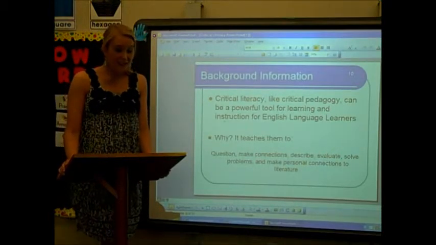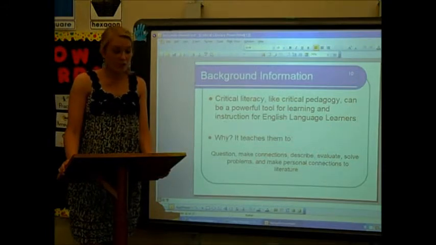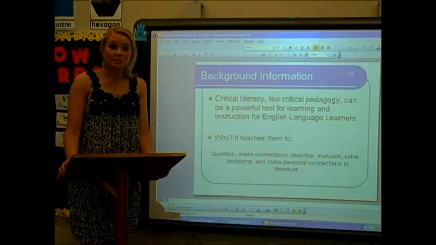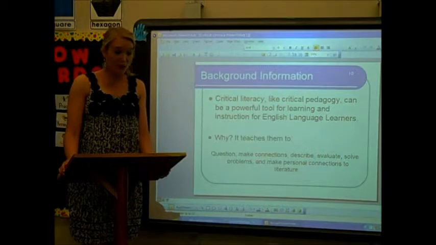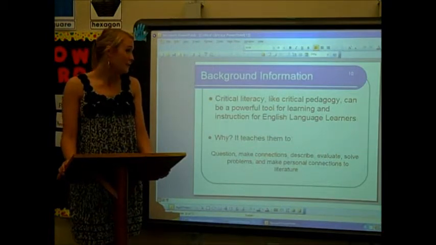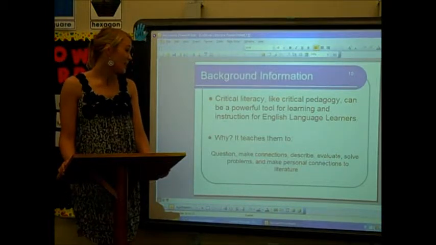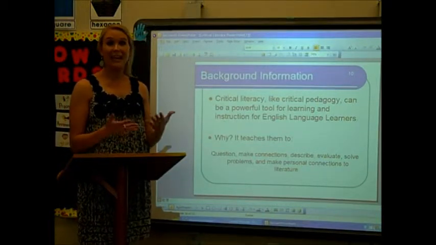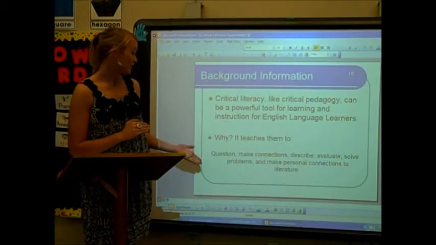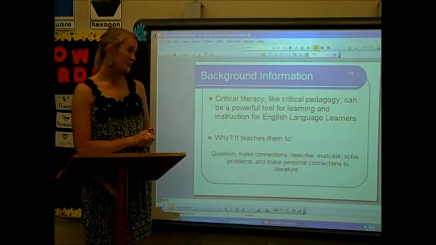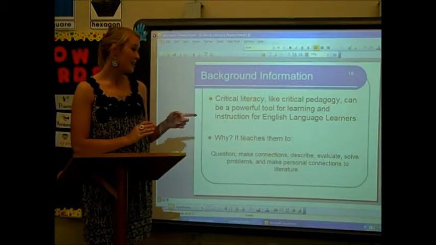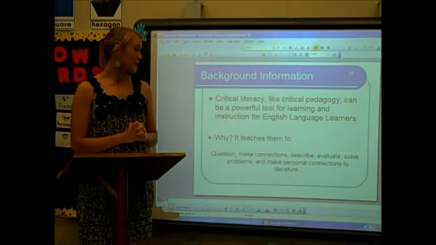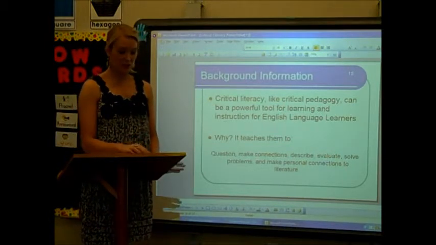A fact that I read several times while researching critical literacy is that critical literacy can be a powerful tool for learning and instruction for English language learners. It is helpful for English language learners because it teaches these students and all of your other students to question, make connections, describe, evaluate, solve problems, and make personal connections to the literature.